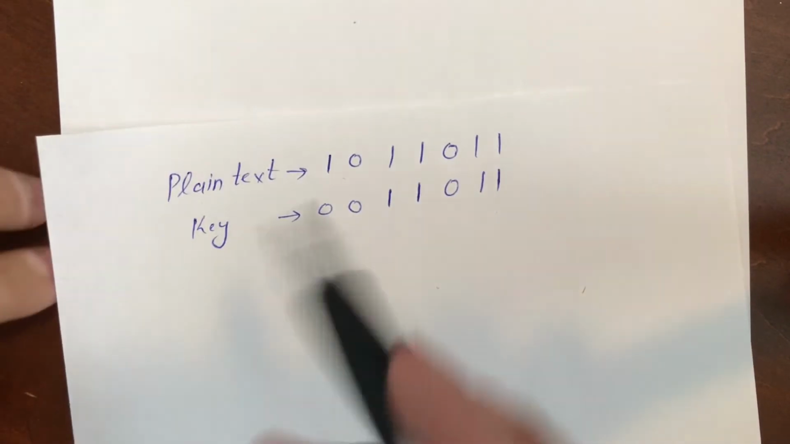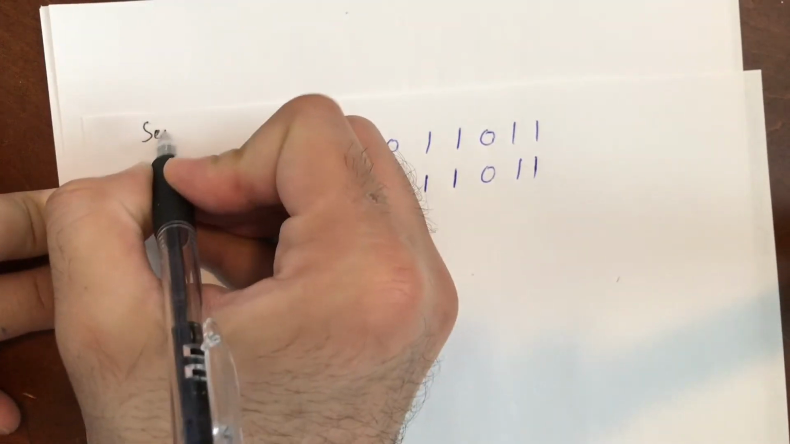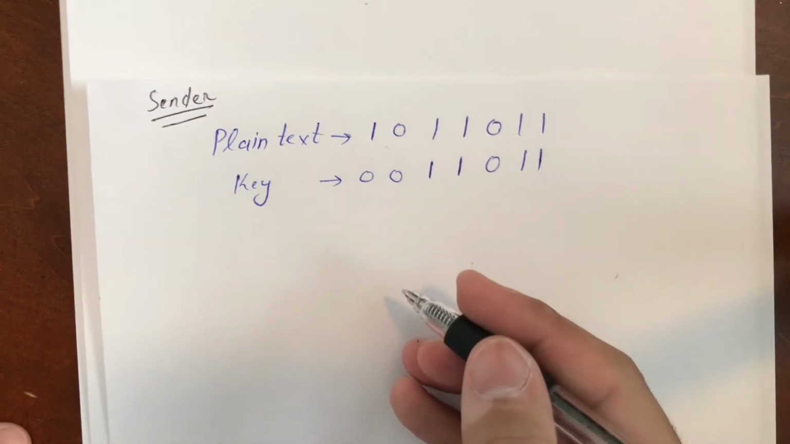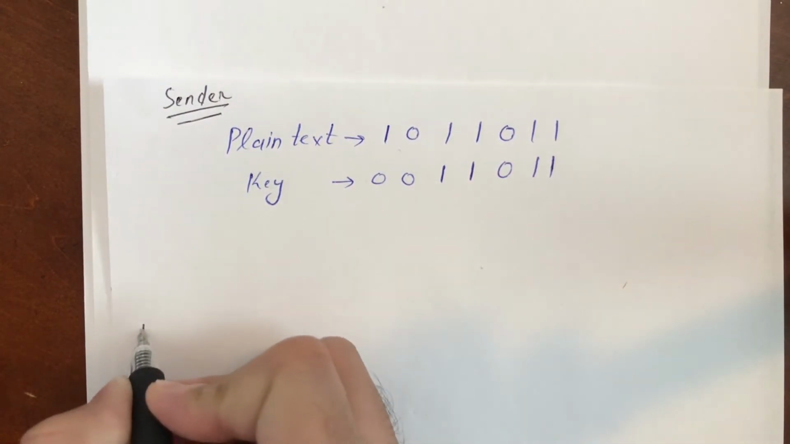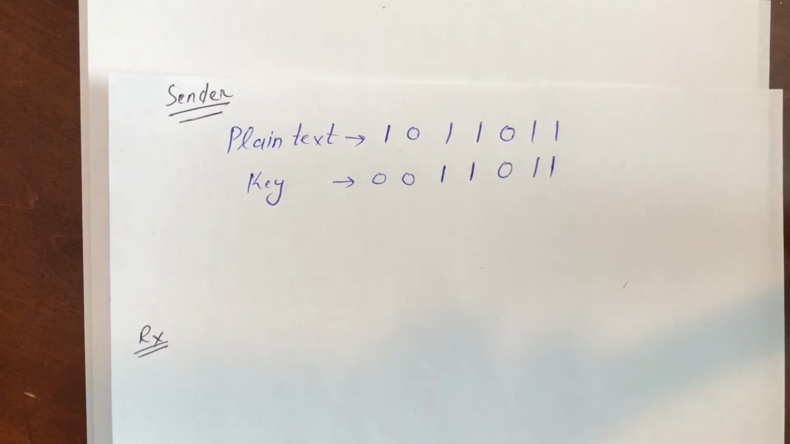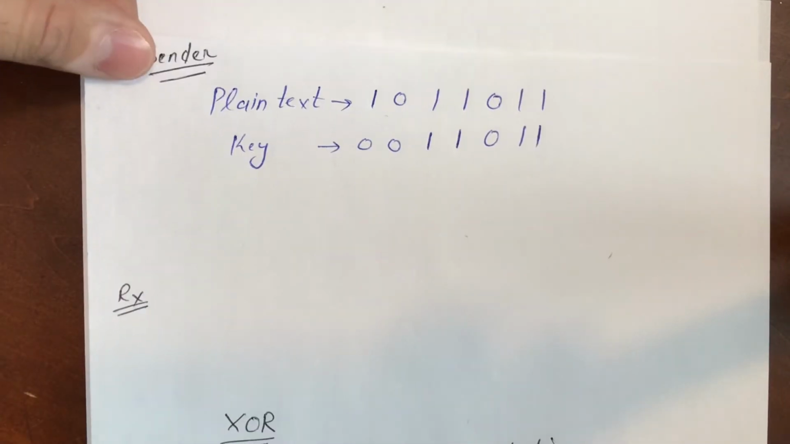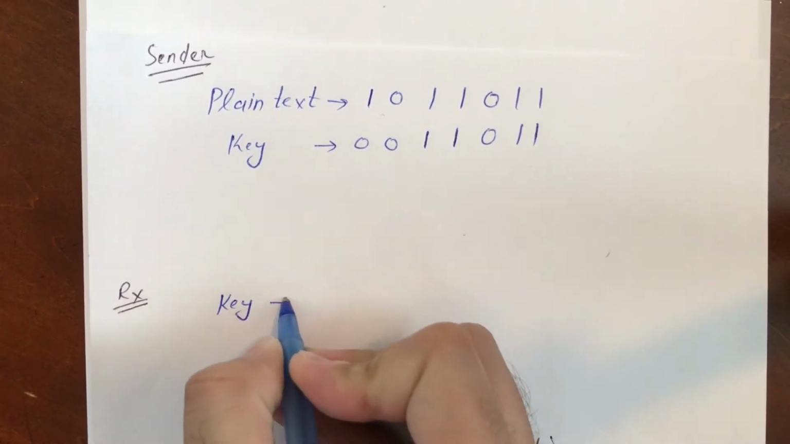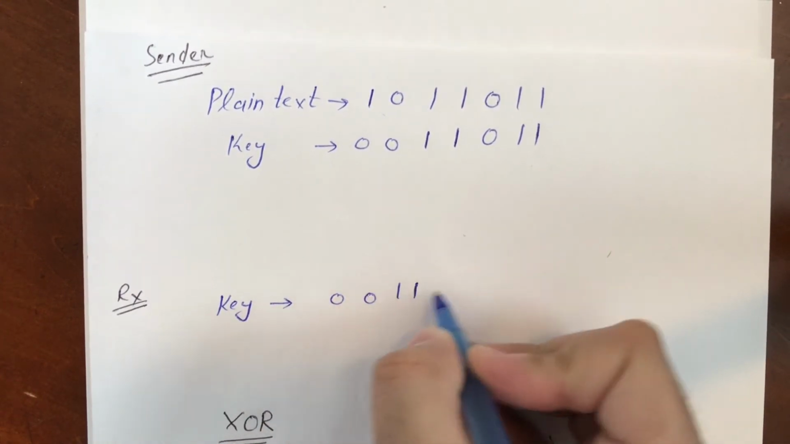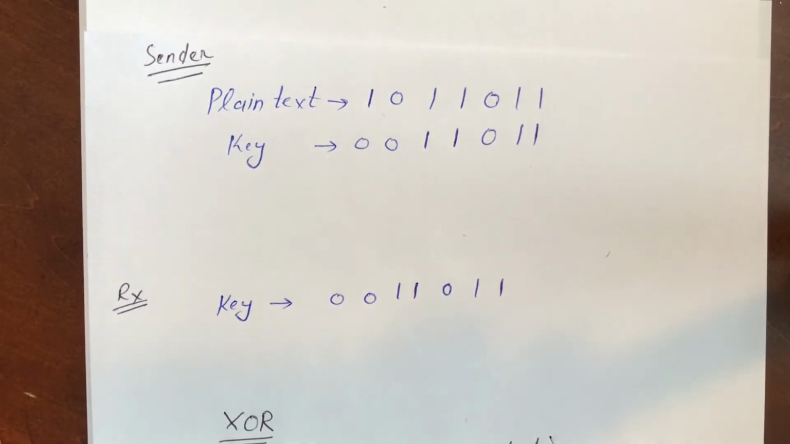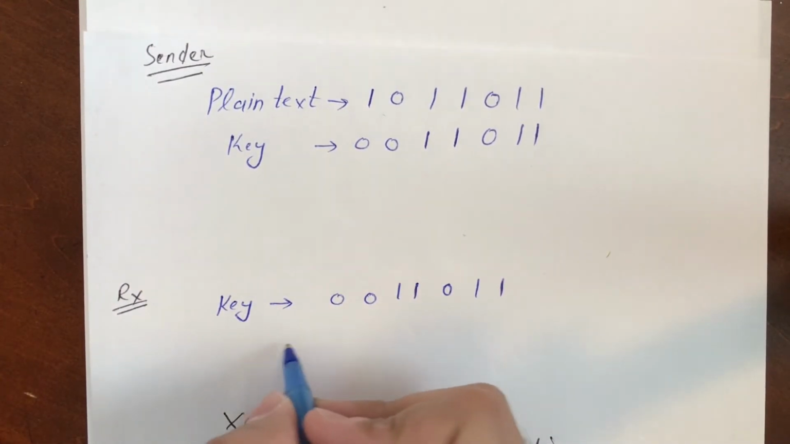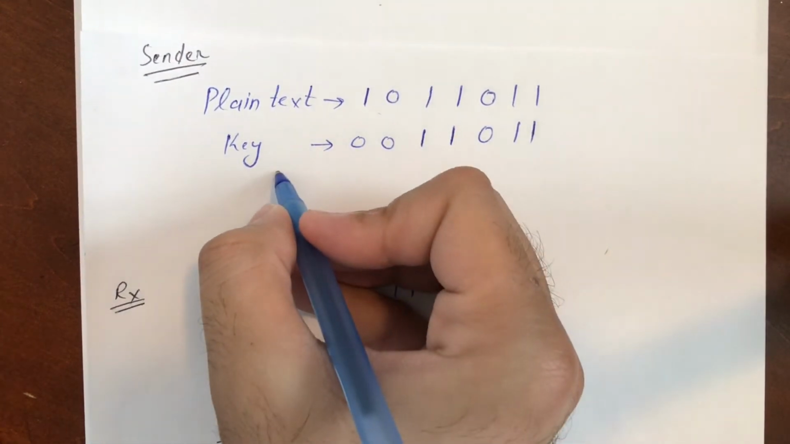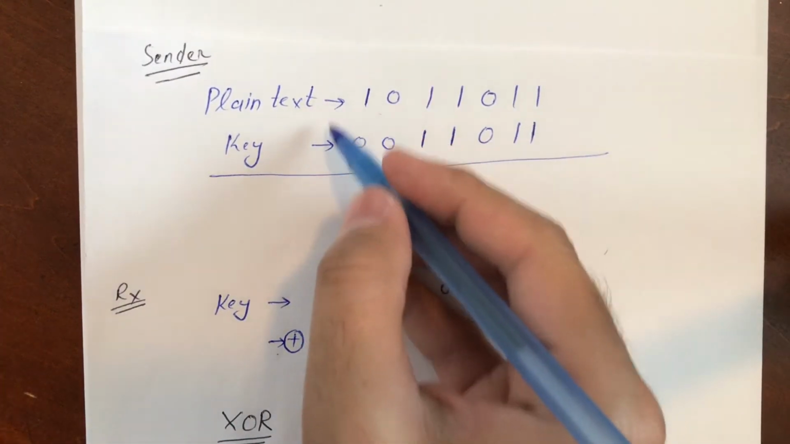For example, this is my sender. On the sender side, I have a plain text and this key. And this is my receiver. As we already know, the receiver knows the key and the algorithm. So let's say the receiver knows the same key, 0011011. And we are using just the exclusive OR. Let me represent XOR with this. The sender is basically taking XOR of the plain text with the key.